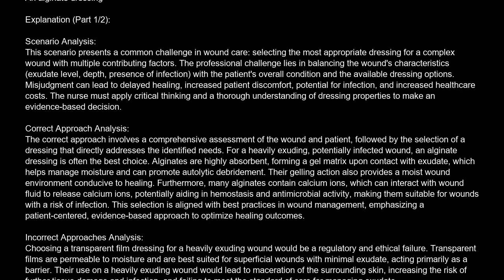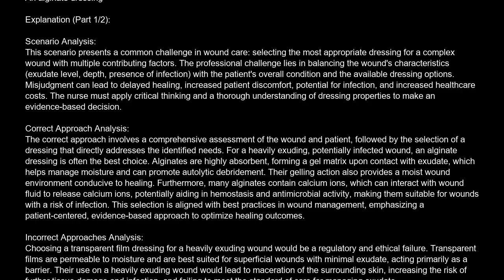Furthermore, many alginates contain calcium ions, which can interact with wound fluid to release calcium ions, potentially aiding in hemostasis and antimicrobial activity, making them suitable for wounds with a risk of infection. This selection is aligned with best practices in wound management, emphasizing a patient-centered, evidence-based approach to optimize healing outcomes.